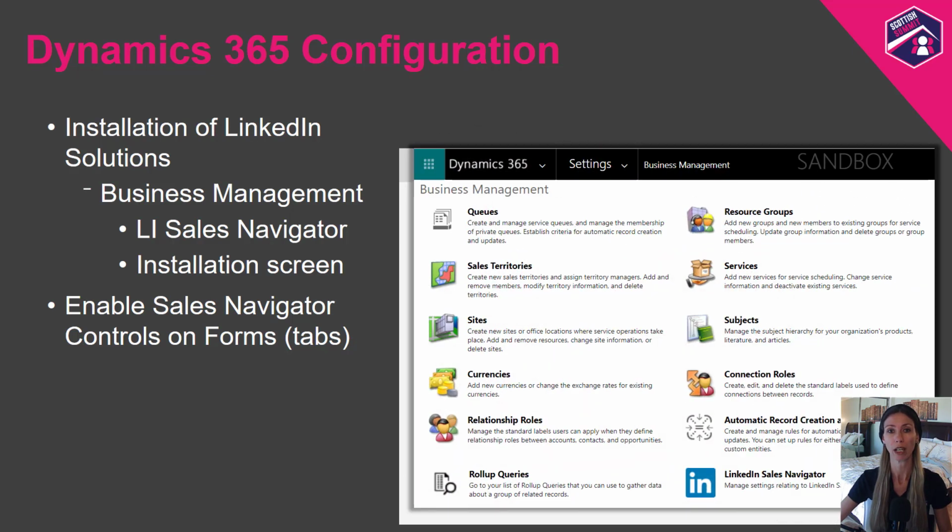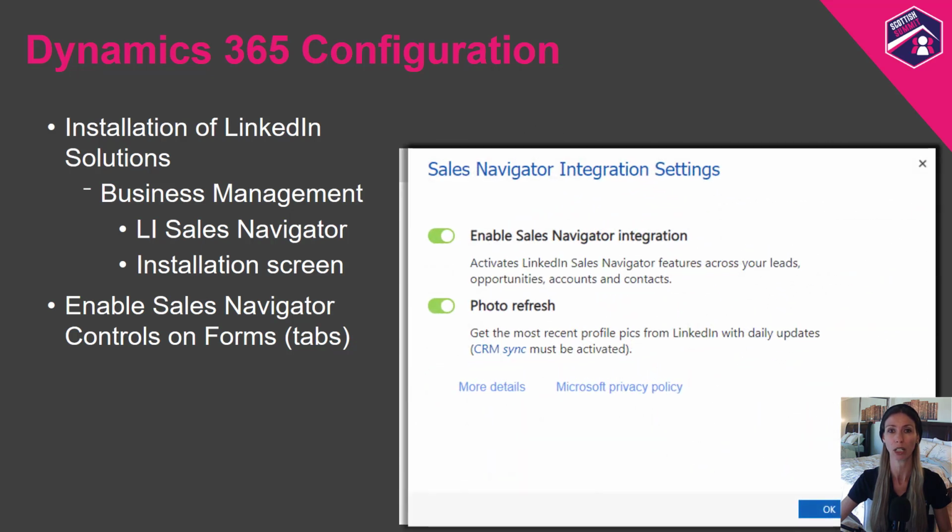And then you click on LinkedIn Sales Navigator again, and this is going to take you to a screen where you can enable the integration and also turn on photo refresh. Lastly, system administrators can turn on the LinkedIn Sales Navigator controls on forms. Now, these tabs are hidden by default, so admins can enable those or make them visible, I should say. And we also have the ability to add widgets on a form by adding a form control, and I'll talk about that a little bit later.